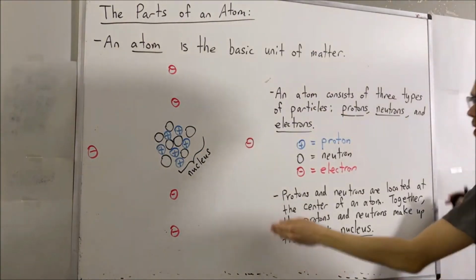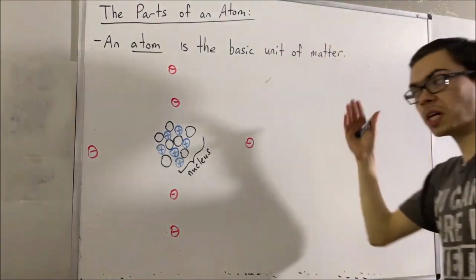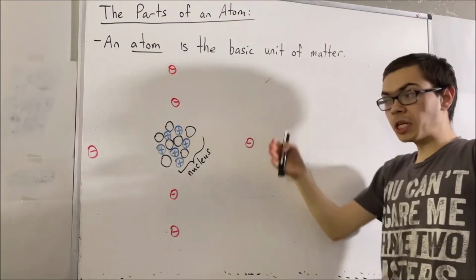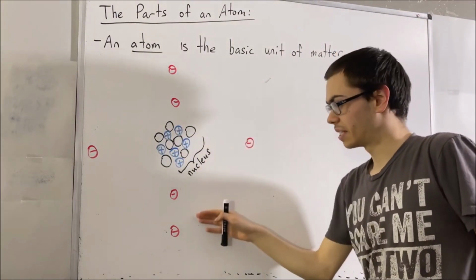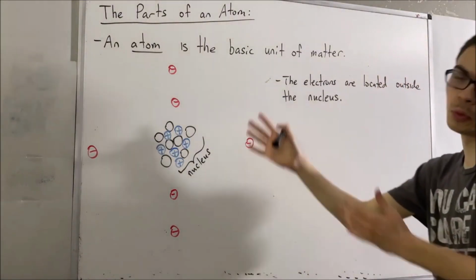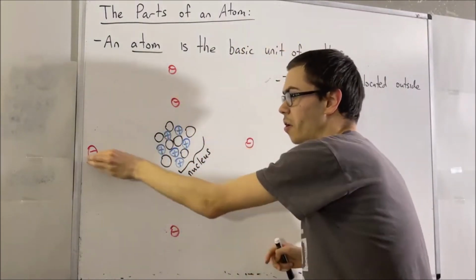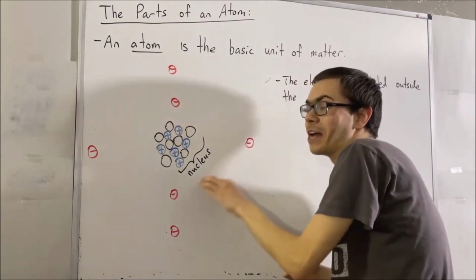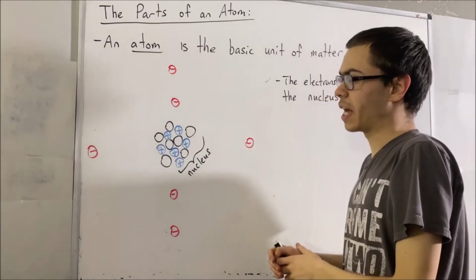Okay, so now let's move back up to the top and do some more notes. So the protons and neutrons are all located at the center of the atom. On the other hand, the electrons are located outside the nucleus. And that agrees with what we have in our drawing. Notice the electrons are not located anywhere near the center of the atom, right? They're all located away from the center. And yeah, that's pretty much the idea.